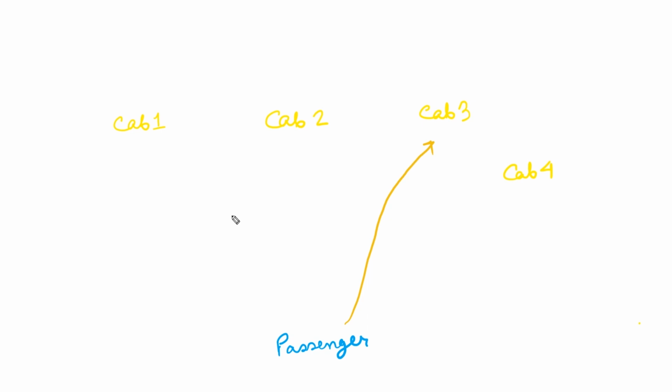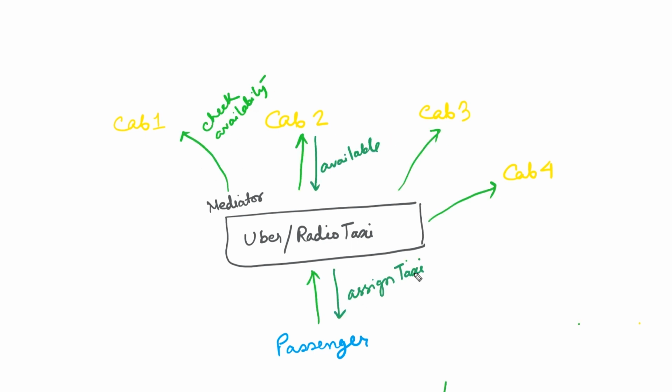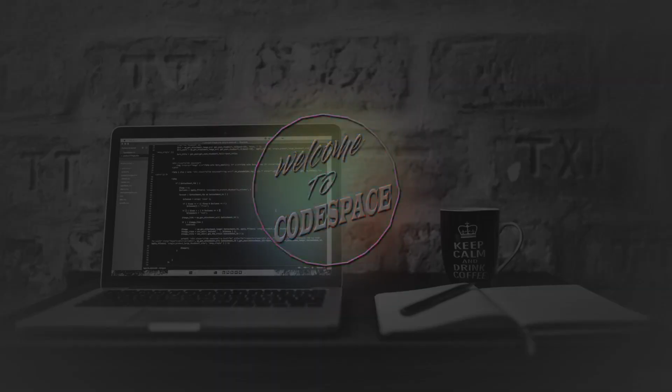Instead, the passenger can ask a mediator. In this case, a mediator can be Uber or radio taxi, where the passenger requests a taxi and Uber checks if any driver is available and assigns it to the respective passenger. Let's jump into code and check how to implement it in Java.